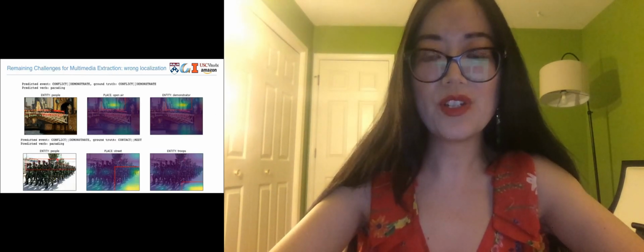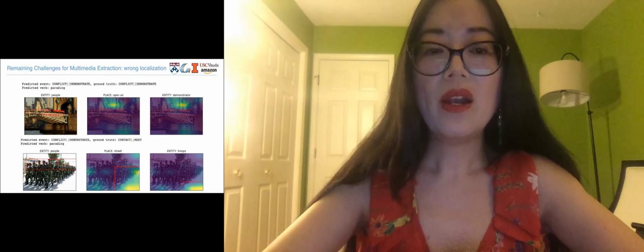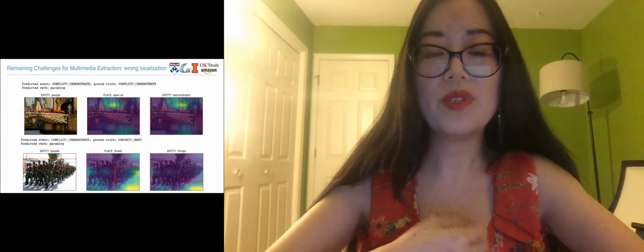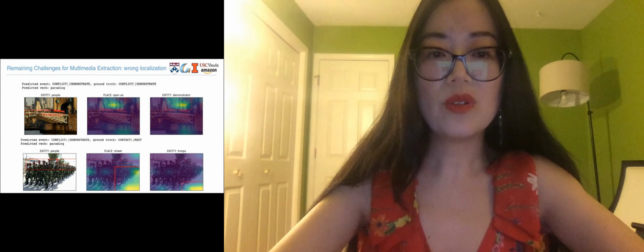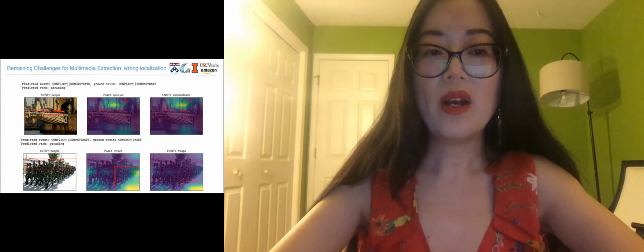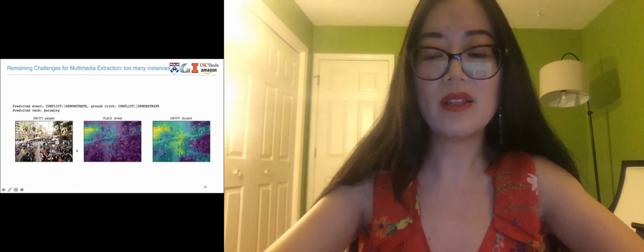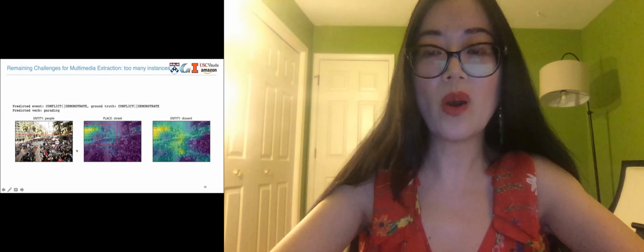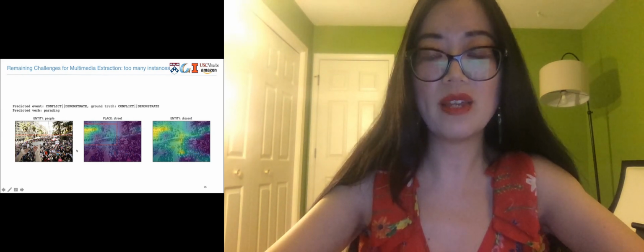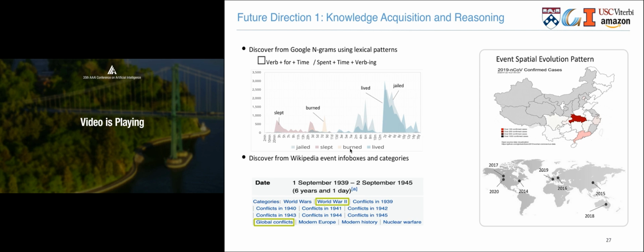For visual event extraction, as we have already seen, we still need to develop more advanced and higher quality pre-processing tools, for example, localization. These are some examples that show when the bounding box is really complicated or very small, including a lot of instances, then localization or grounding always fails. So this will affect the quality of the multimedia embedding representation and the cross-media transfer. So what should we do?